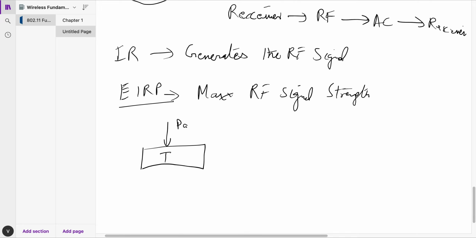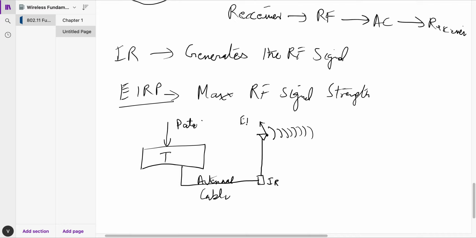The data is sent from here in AC. Okay, now the transmitter is connected to an intentional radiator, which is connected to the antenna, and the radio signal goes out of it. This is the antenna cable. It is optional. It can be there, or the transmitter can directly connect to the antenna as well. Okay. Now, from here, the antenna EIRP is going out.